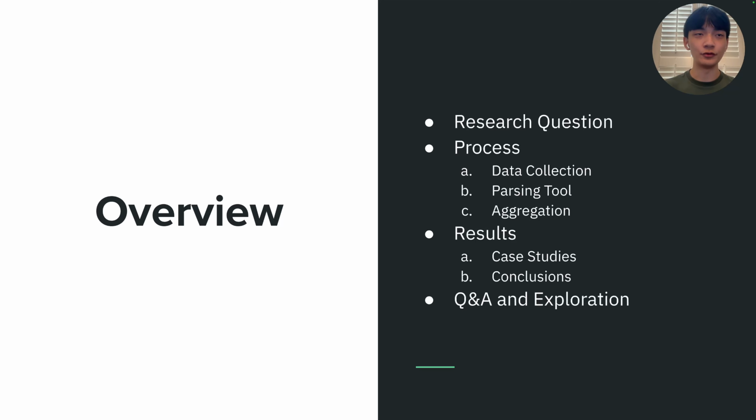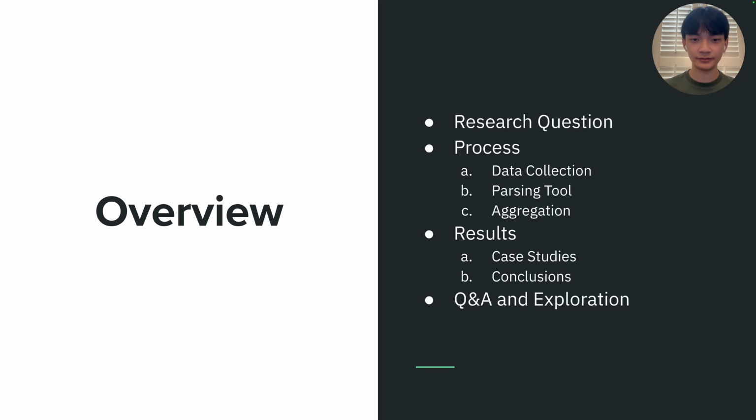So just a quick overview. We're just going to be going over the research question and just what I'm looking at in general, then the process, which is like data collection, the parsing tool, aggregating all this, and the results. So there's a few words that I'd like to look at as case studies and some other conclusions. And at the end, I'll have a little time for Q&A or just like responding to some messages in chat.